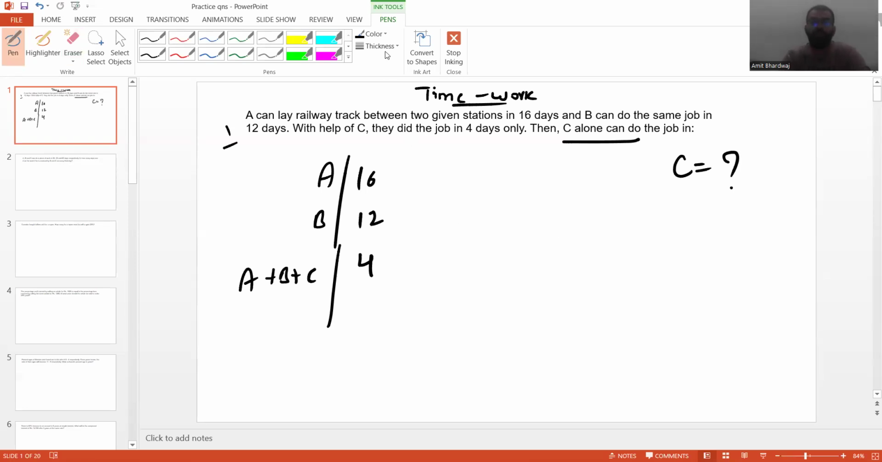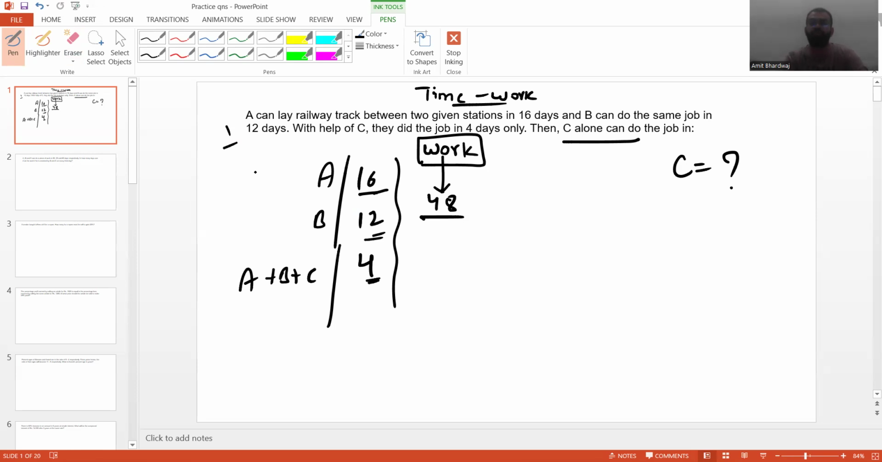Okay. Now how to do this question? There are multiple ways to solve these types of questions, but my suggestion to you is to start by assuming work. Means you have to assume some work that A, B, and C together are doing. So I suggest you assume a number which is completely divisible by 16, 12, and 4, right? And we can see that the LCM of 16, 12, 4 will be 48, right? So I'm assuming this is the work.